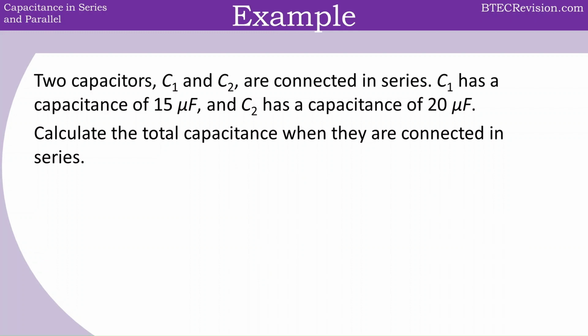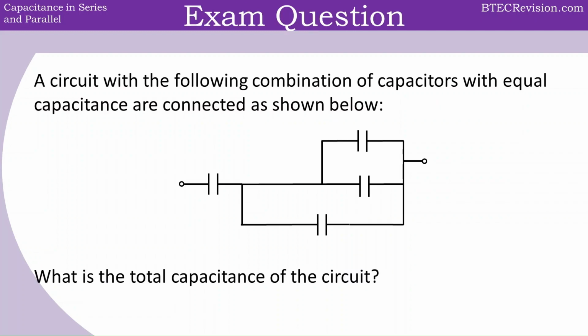Now pause the video here and attempt this exam question. A circuit with the following combination of capacitors with equal capacitance are connected as shown below. What is the total capacitance of the circuit? We can start by labeling our capacitors the value of C, and we can work out the capacitance in each individual section here.